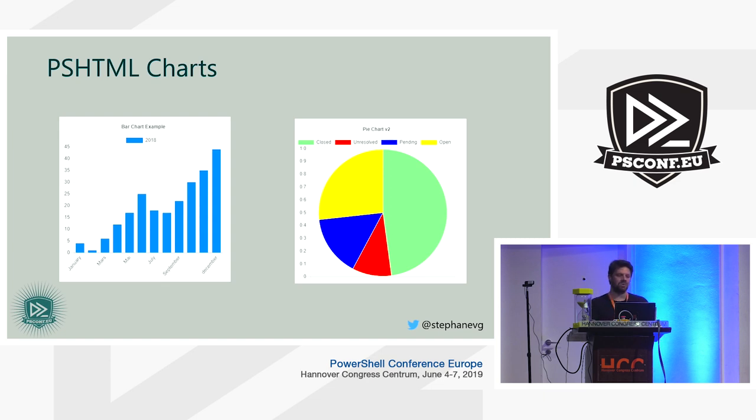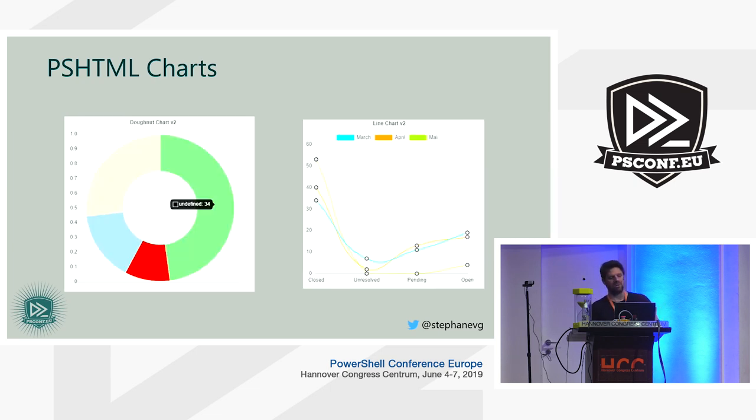So here are examples of the kind of charts you can do. I support four in PSHTML. We have the bar chart on the left, the pie chart on the right, the donut chart on the left, and here the line chart on the right.